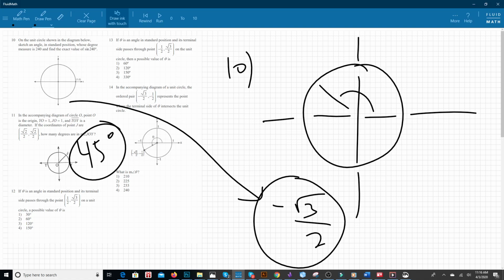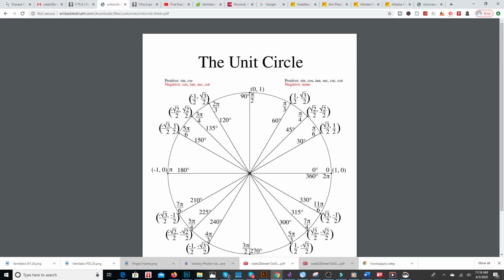If theta is an angle in standard position and its terminal side passes through the point 1/2, radical 3 over 2 on a unit circle, a possible value of theta is what? It passes through the point 1/2, radical 3 over 2. Oh, so we're looking at 60 degrees. Again, the chart tells us all.